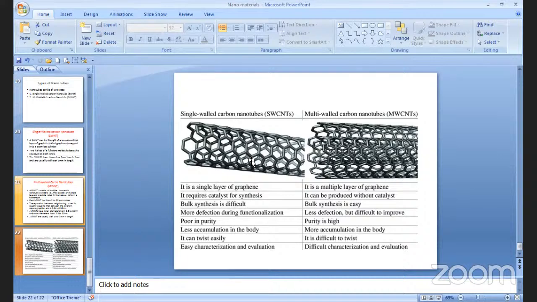Then we have multi-walled carbon nanotubes. In this, instead of one carbon tube within the cylinder, we have multiple layers of graphene. This multi-walled carbon nanotube consists of multiple concentric nanotubes. Concentric nanotubes means like this.